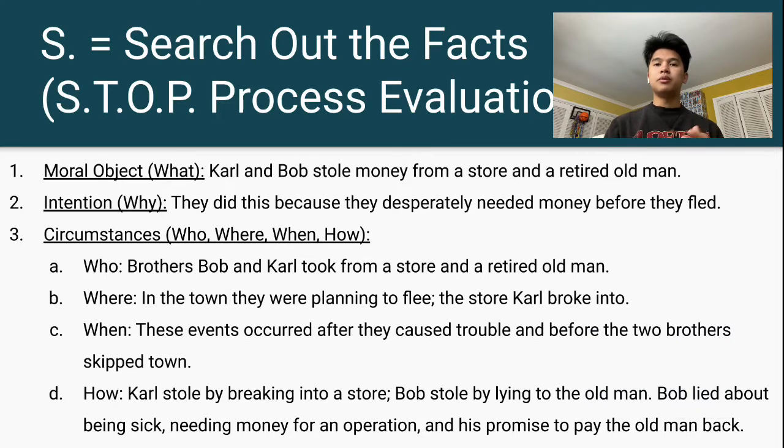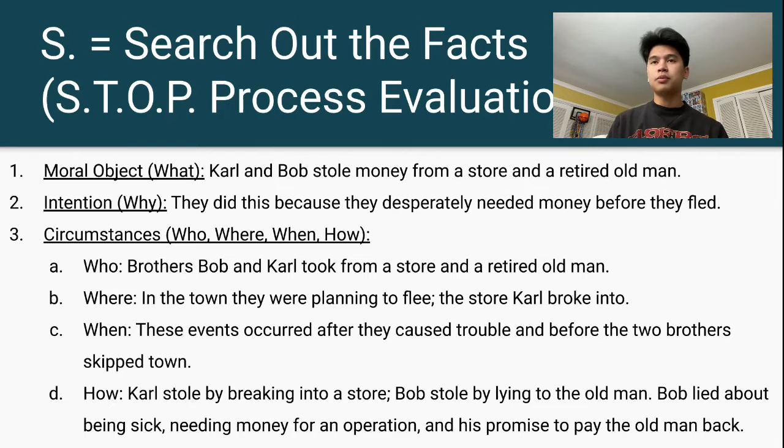For this slide, we will be searching out the facts, which is the first part of the STOP process evaluation. For the moral object, we can see that Carl and Bob stole money from the store and a retired old man. For the reason or intention why they did it, it is because they desperately needed money before they fled the town altogether. Lastly, we're going to go over the circumstances, which include who was involved with the choice, where and when the choice happened, and how the choice was executed.